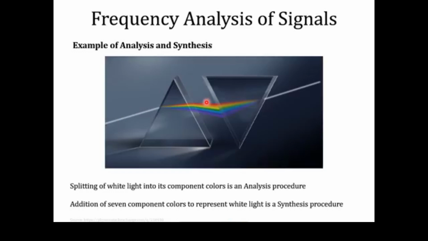So the dispersion or splitting of white light into its constituent components or into its ingredients is called an analysis procedure. Conversely, if we combine or add the 7 component colors, the resultant quantity or the final quantity will be again the white light. So the procedure or the process of adding or mixing the 7 component colors in order to get the final white light is called synthesis procedure.